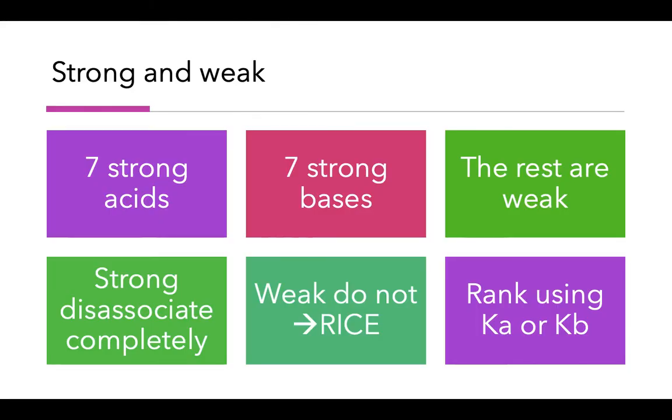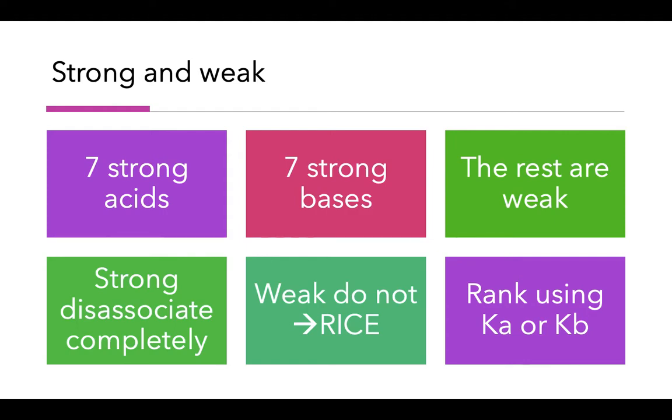So, strong and weak acids or bases. There are 7 strong acids. You'll need to memorize them. I've given them to you before. And it's just a list of things that completely dissociate in water. And there are also, conveniently enough, 7 strong bases.